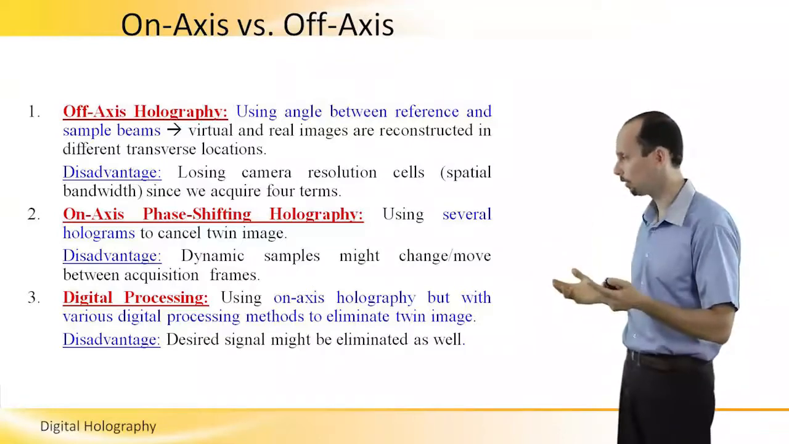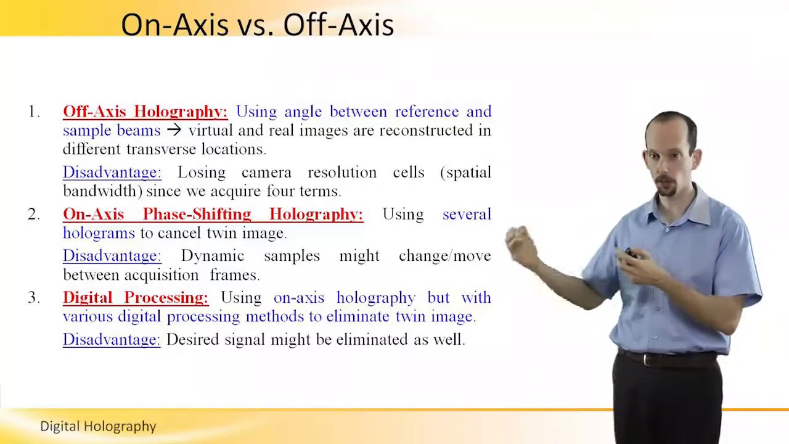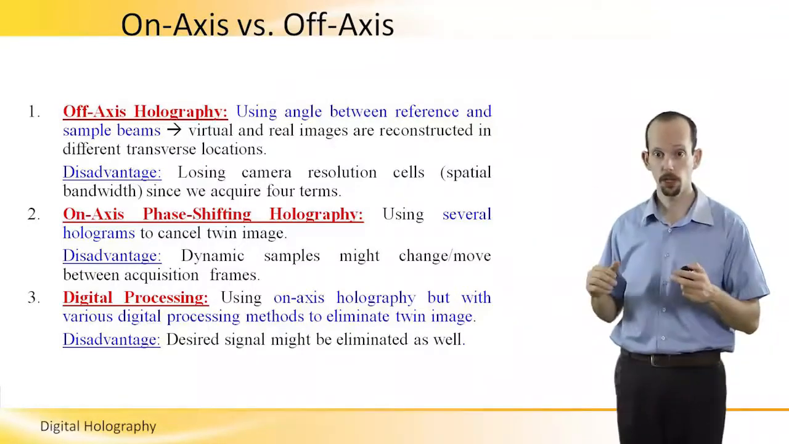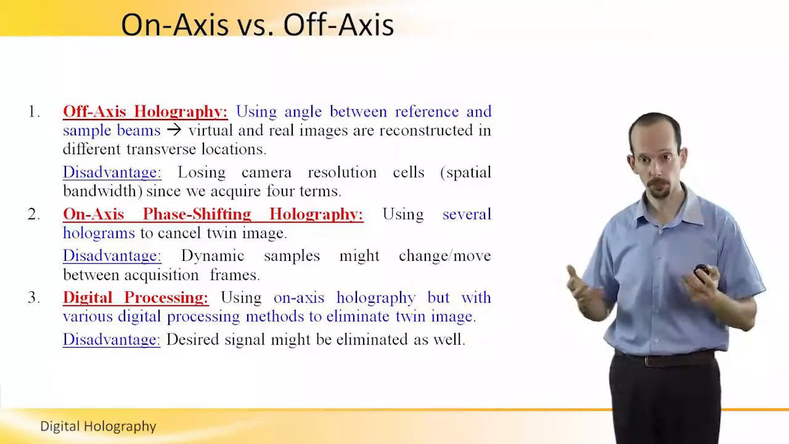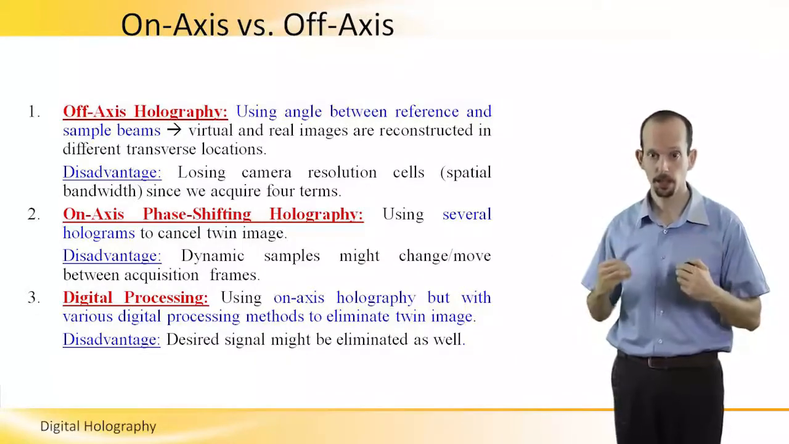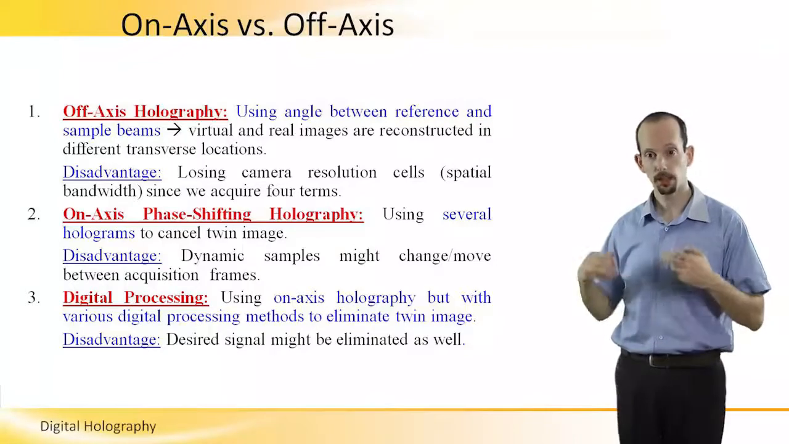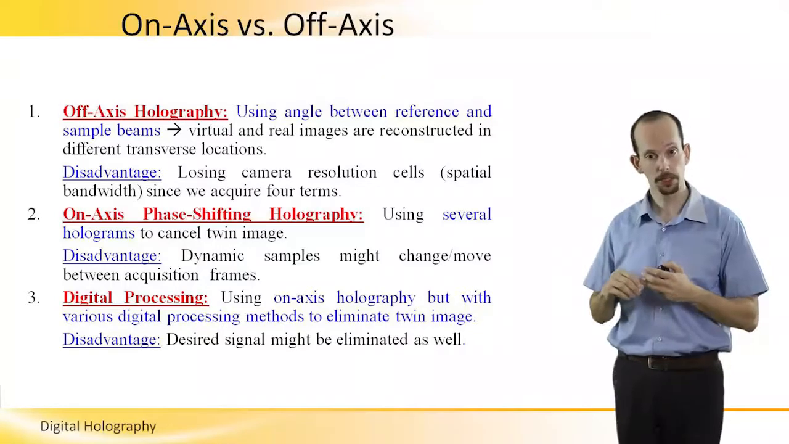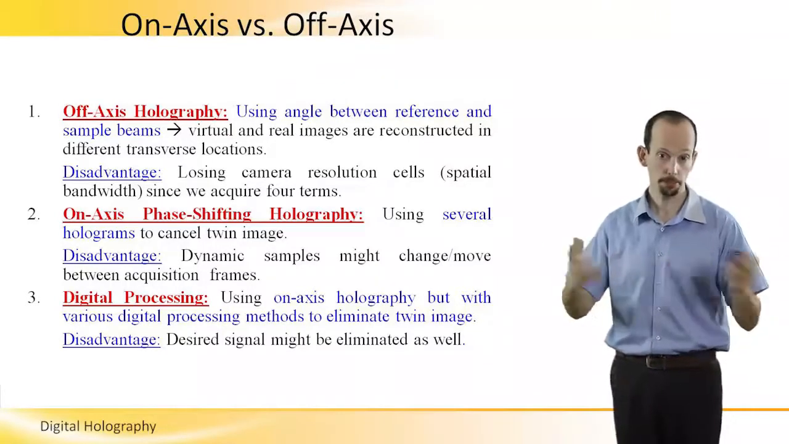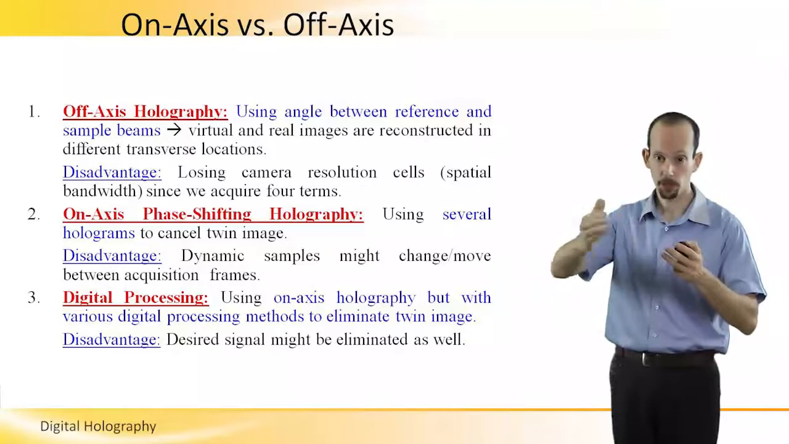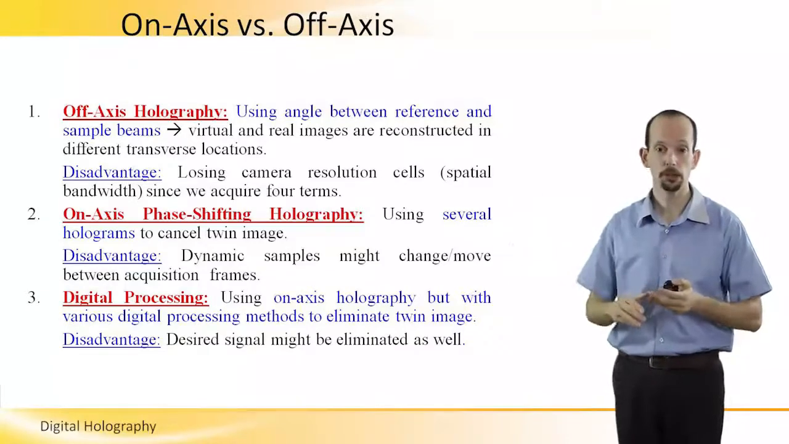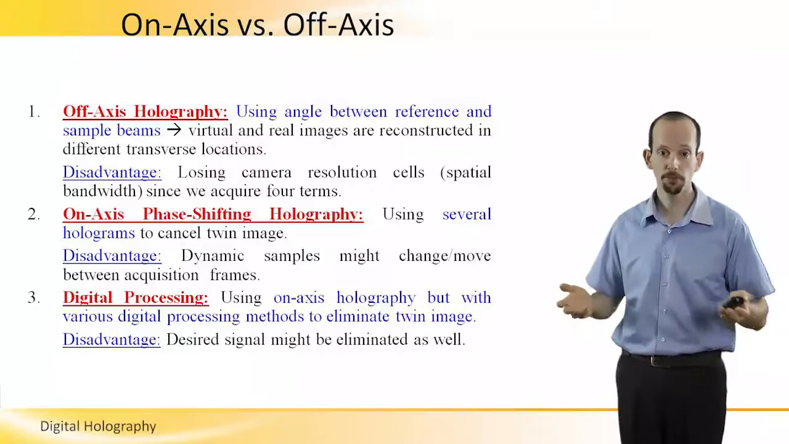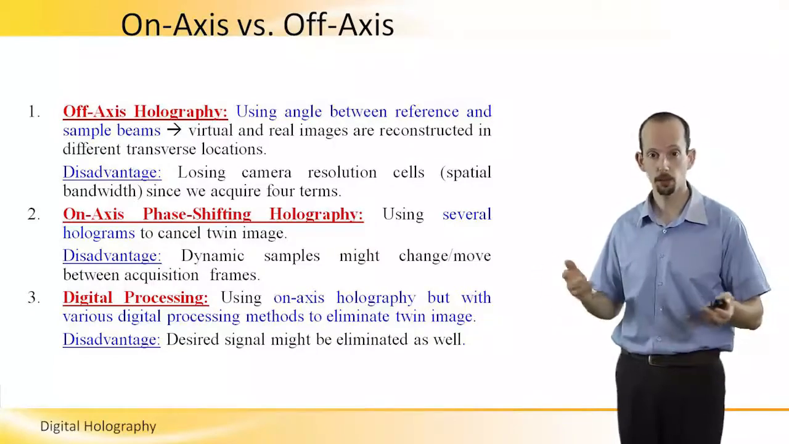In on-axis holography, on-axis phase shifting holography, because the holograms are phase shifted compared to each other, we need several holograms per sample instance in order to cancel these 4 terms and isolate only the one term that we need. But the disadvantage is that the sample might change from one acquisition time to another, which actually means that dynamic samples might change or move between the acquisition frames, and then we will have errors.